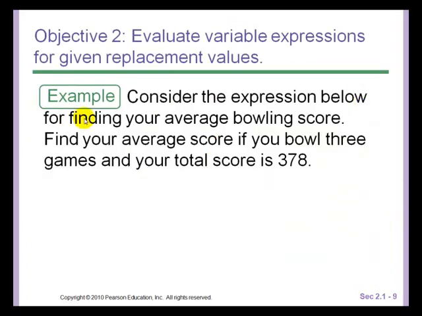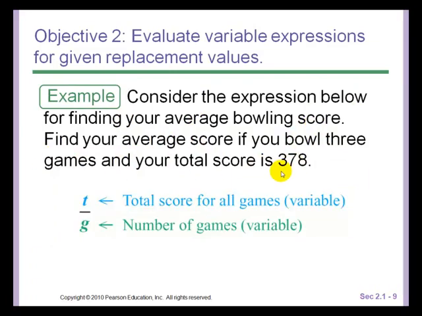Consider the expression below for finding your average bowling score. Find your average score if you bowl 3 games and your total score is 378. So the expression is t, which is the total score for all games, it is a variable, divided by g, which is the number of games, which is also a variable. Many expressions involve more than one variable. This is true in math as well as business, science, economics, and many other subjects. Many of your expressions will have multiple variables.